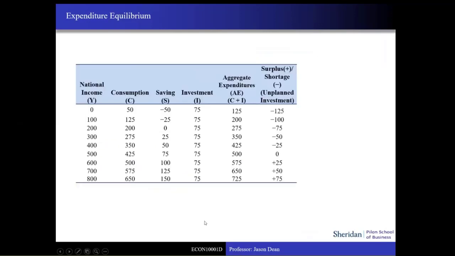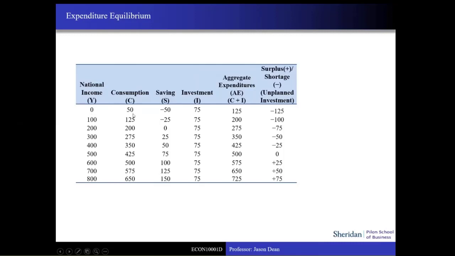So let's look at our ongoing example with the numbers. Again, we're just looking at the C plus I, so we're assuming there's no government or foreign trade. If you remember before, we had our national income and we're just varying it from 0 to 800, and the changes here are all equal to 100. We can use our consumption function to get these values here. This would be the consumption at the different levels of income. This would be savings, which is just the income minus your consumption.